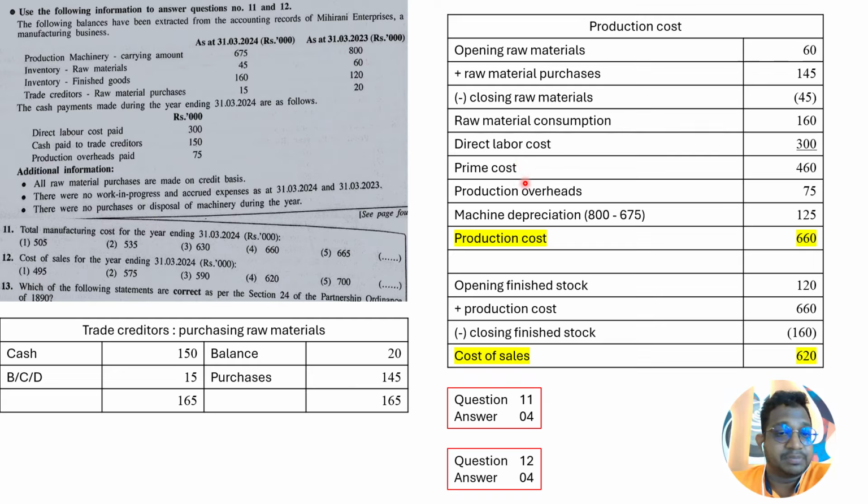And to the prime cost, you have to add the production overheads. So here the production overhead is given directly as the paid value. And for that, you have to add the machine depreciation as well. Because here, the machine is given as the carrying amount as at the opening date and closing date. So the difference of that is your depreciation. Because the additional information says there were no purchases or disposals of machinery. So the difference of the carrying amount of the machines as at the closing date and opening date, that is your current year depreciation, right? So machine depreciation is 125. Then you are getting the production cost here, which means the manufacturing cost.